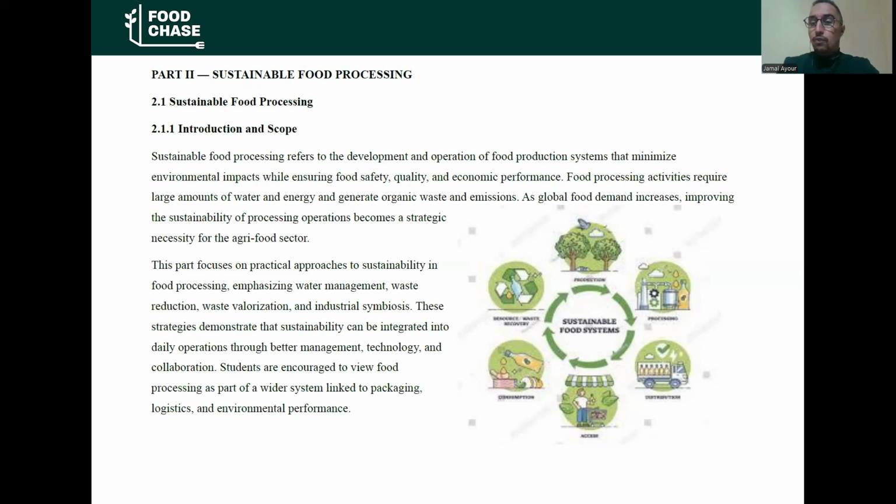The objective of this part is that the students are encouraged to view food processing as part of a wider system linked to packaging, logistics, and environmental performance. As you can see, for example, in this picture, step by step for sustainable food systems in the food industry.